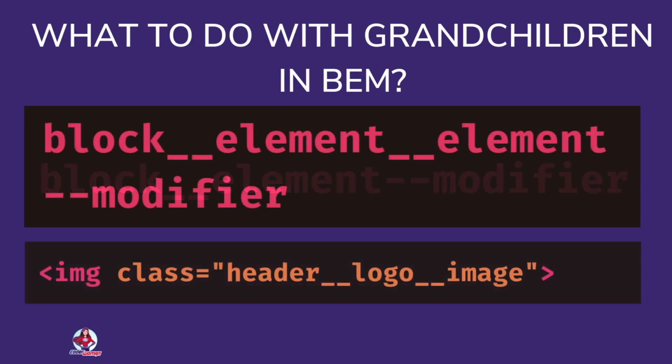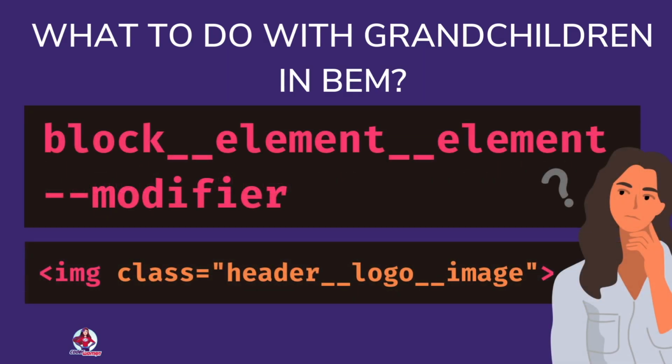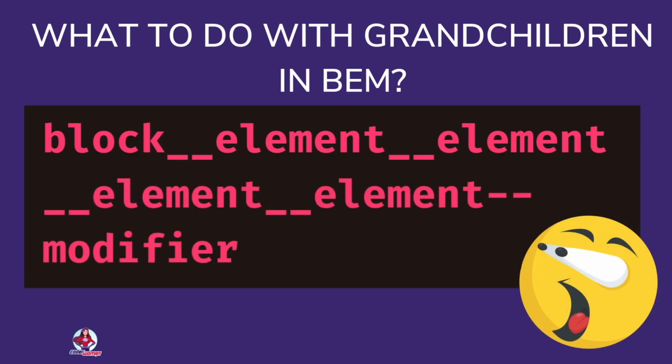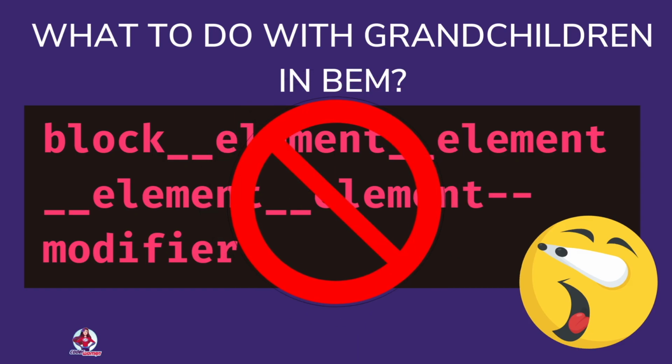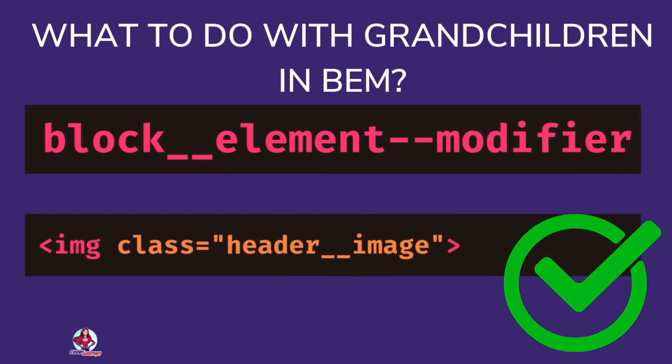Should we create long chains of classes in such cases, like in this example? And what if we have a great-grandchild or even a great-great-grandchild? Our code would start to look messy. What can we do? We don't have to chain them. It's enough to treat them the same as child elements, as header logo, for example. Just add the block name at the beginning, 2 underscores, and the element name. This way we will create a connection with the block and won't get lost in weird long names.